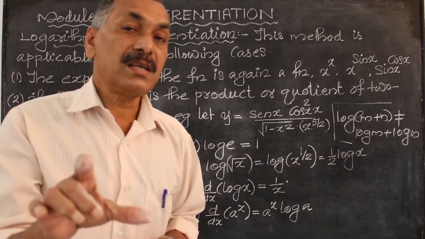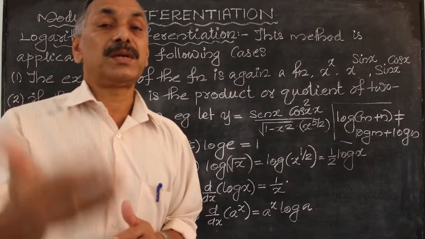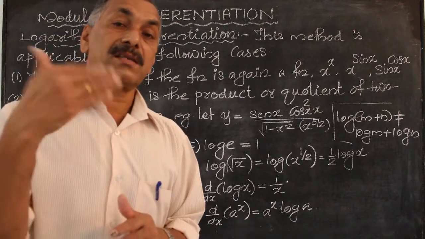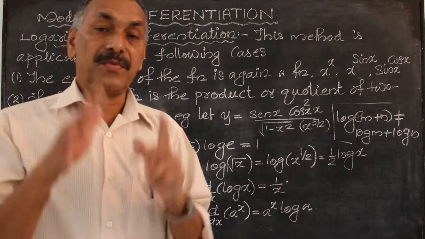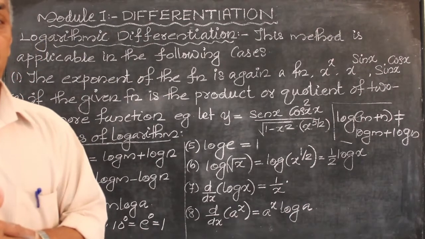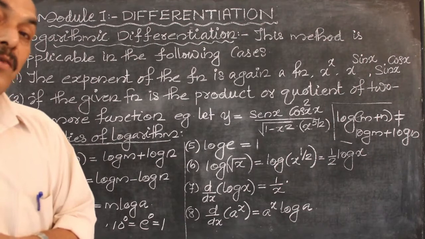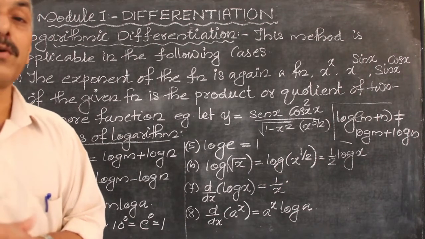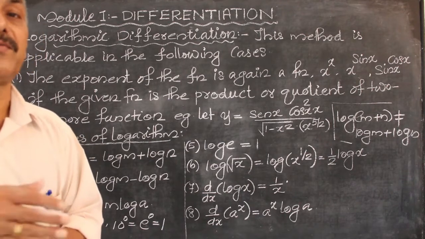If the exponent of the given function is again a function, like x raised to x, a raised to x, sin x raised to x, sin x raised to cos x, we consider logarithmic differentiation. If the given function is a product or quotient of two or more functions, like cube root of, fifth root of, there also we apply logarithmic differentiation.